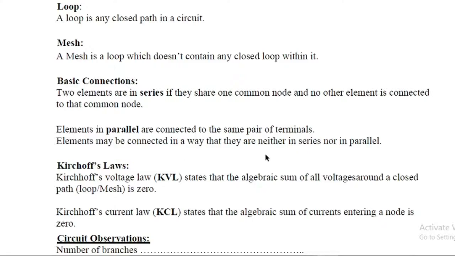Here, first, KVL states that the algebraic sum of voltage around a closed path is 0. Closed path means it can be termed as a loop or mesh.